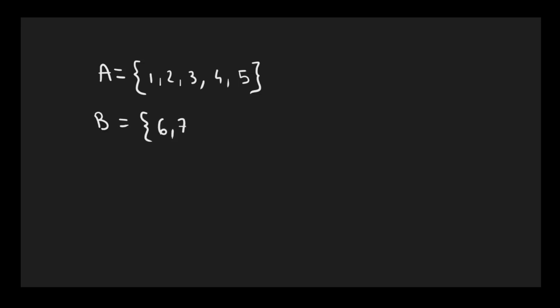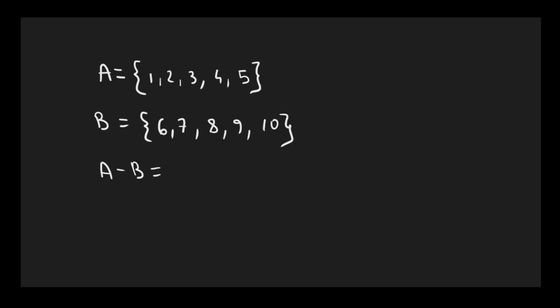Let's try the last one. Let's say we have A, which is 1, 2, 3, 4, and 5. And let's say we have B, which is 6, 7, 8, 9, and 10. What do you think the difference between A and B is going to be in this case?